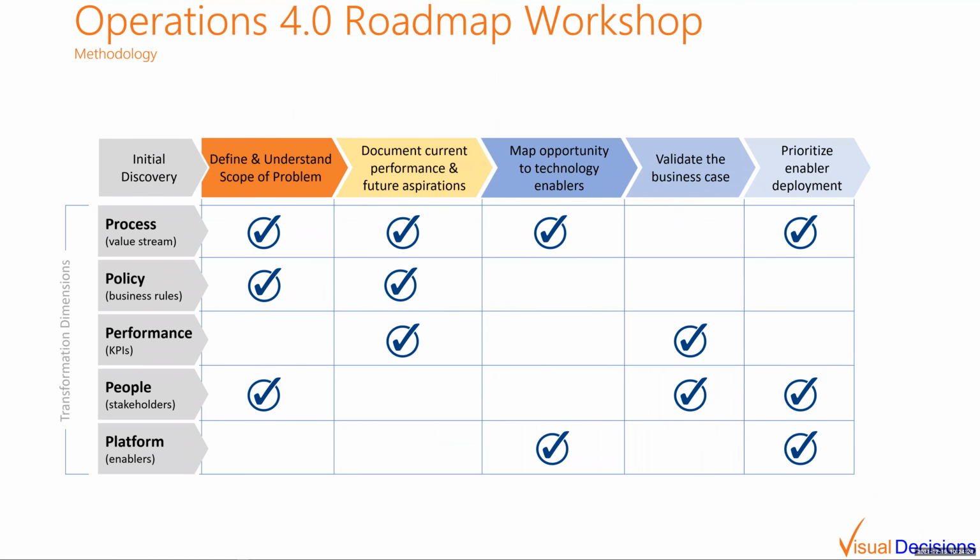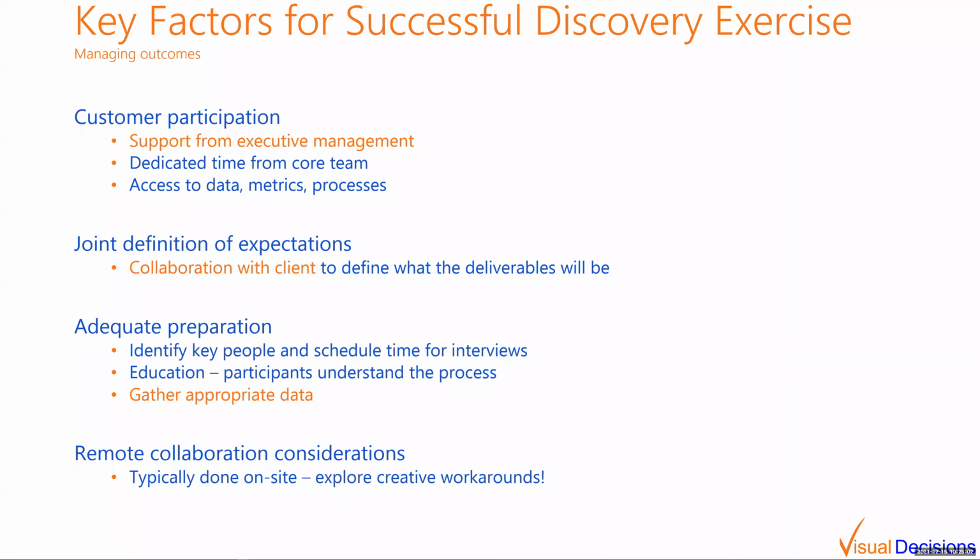So just kind of looking at the roadmap workshop itself, we want to define and understand the scope of the problems, define the current performance and future aspirations, map the opportunity to the technology enablers and so forth, validate the business case, and prioritize the deployment of these different enablers. And then we want to do that across the process, the policy, performance, people, and platform. And so we basically combine all of these different views into the analysis that we do when we're working with the customers.